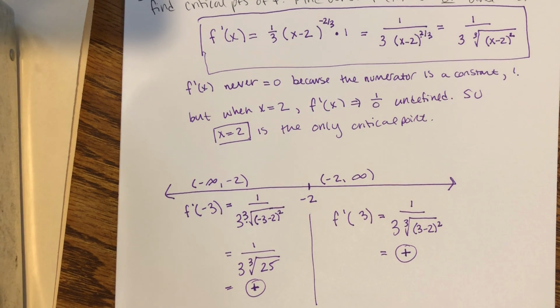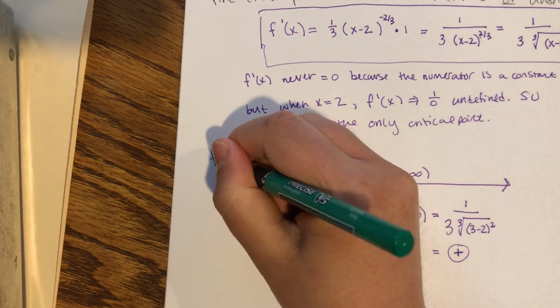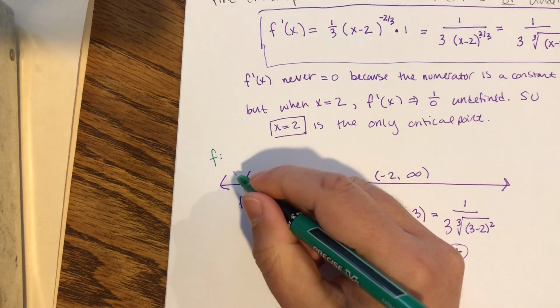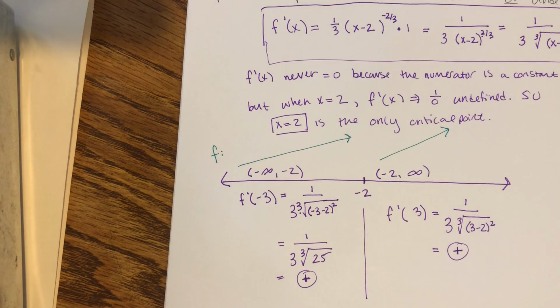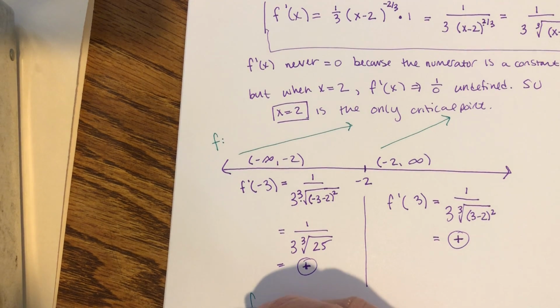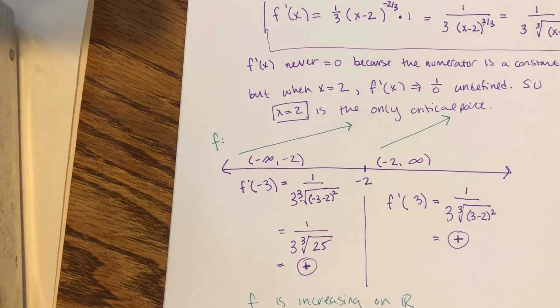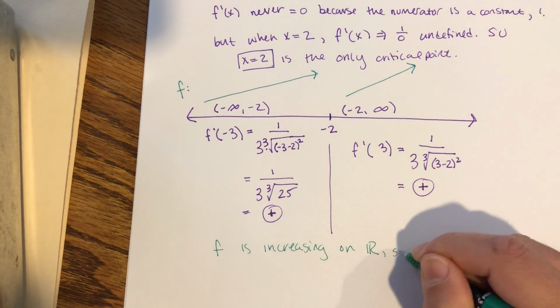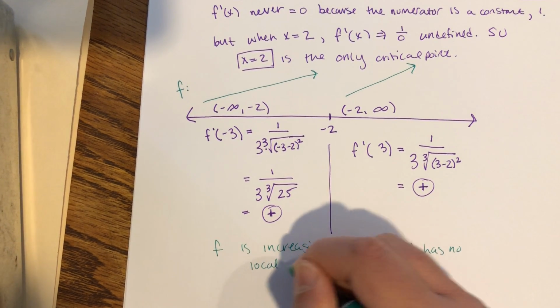Now remember what that tells us about our original function f. It tells us that f of x is increasing on the first interval and still increasing on the second interval. Right? It's increasing everywhere. F is increasing on all real numbers. And so f has no local maxes or mins.